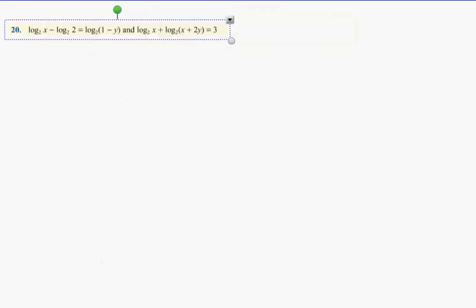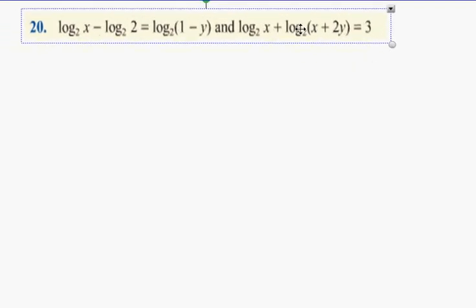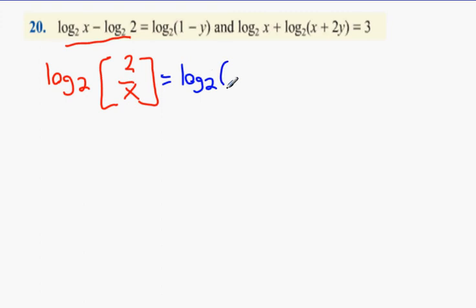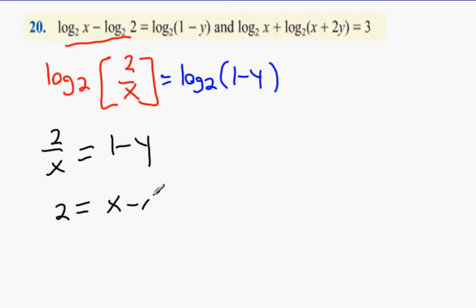Okay, number 20. Is anybody for 20? Okay, this one here is a quadratic linear simultaneous, more than likely. Alright guys, log 2, it's going to be 2 over x, red part here. And that equals log 2 of 1 over y, 1 minus y. This in turn means that 2 over x equals 1 minus y, which means 2 equals x minus xy. Okay, that's one equation done.